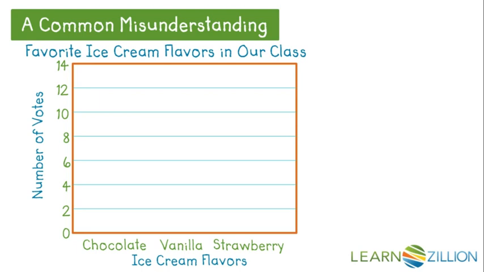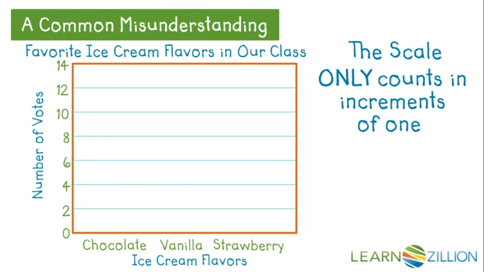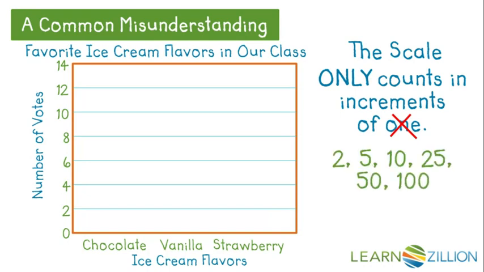A common misunderstanding is that mathematicians think the scale only can count in increments of 1. That's not true. A scale can count in any increment. Most often, however, it counts by benchmark numbers, like 2, 5, 10, 25, 50, or 100. This scale counts in increments of 2. Here's a scale that counts up by 5.